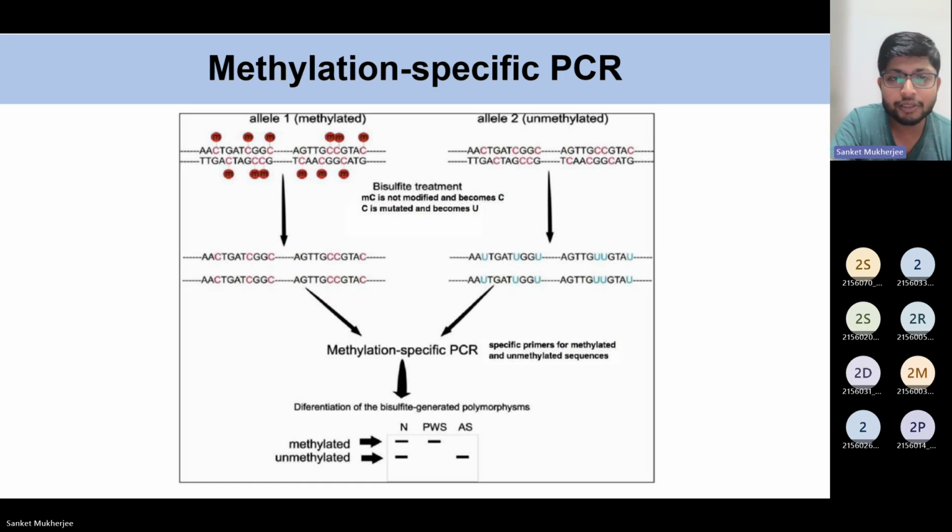So let's say this is a promoter region. There are two alleles. One is methylated, another one is not methylated. If it is methylated, there will be no change in Cs. But if it is unmethylated, it will be converted to uracils using bisulfite treatment. You know this. So then we can run PCR specific to both of them and see where we get the band. So this way we can analyze whether the promoter of interest was methylated or unmethylated. Clear? Yes, sir. Okay, next, let's move forward.